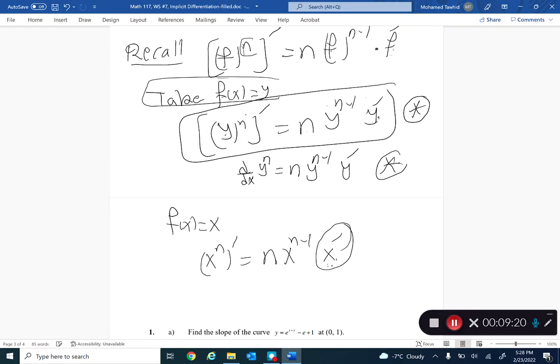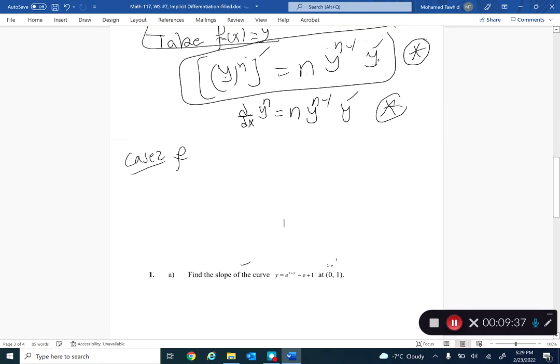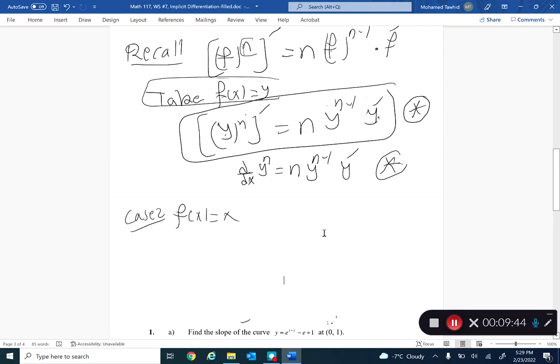What is x prime? Why is x prime 1? So here, let me write case 2 of the power rule. If I take f of x equal x, so what happened here? Your f of x equals x here. Just replace f by x. Then you have the derivative of x to the power n. It will be n. That is your n.